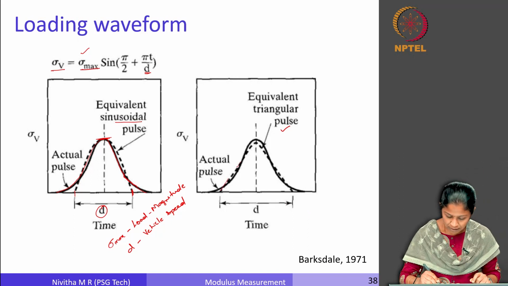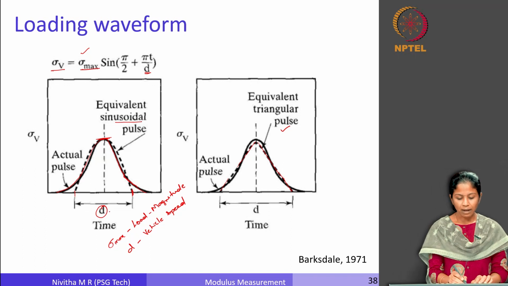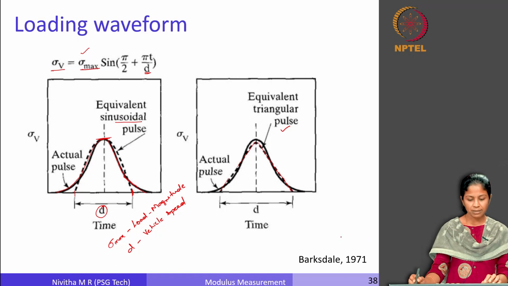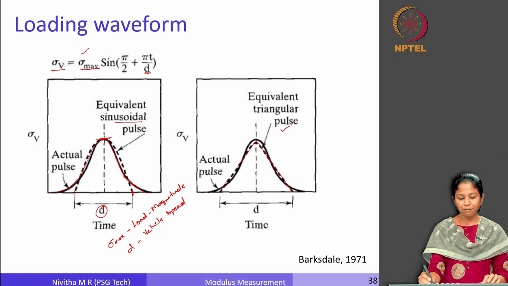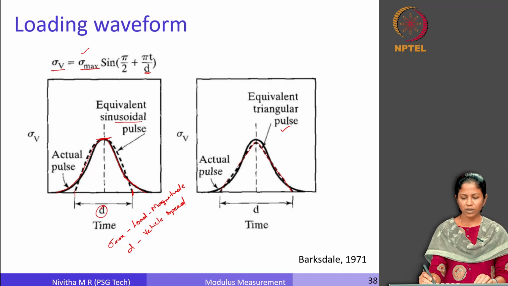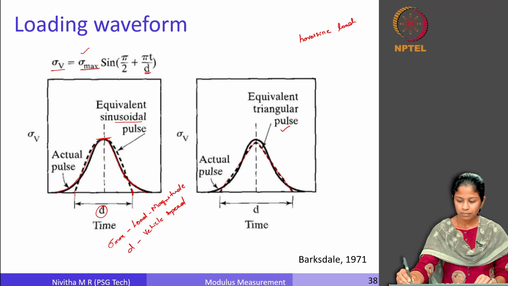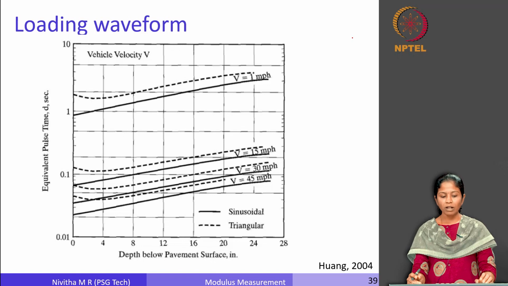You can see here something like this. Okay. And you can see compared to a sinusoidal pulse, the d value is larger in the case of a triangular pulse. So, the typical loading waveform obtained in the field can be approximated into either of these two cases. For the resilient modulus computation, we are typically using a Haversine loading waveform.